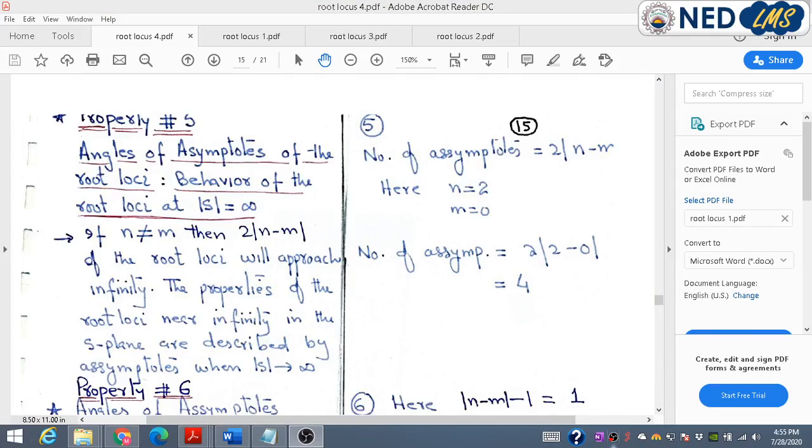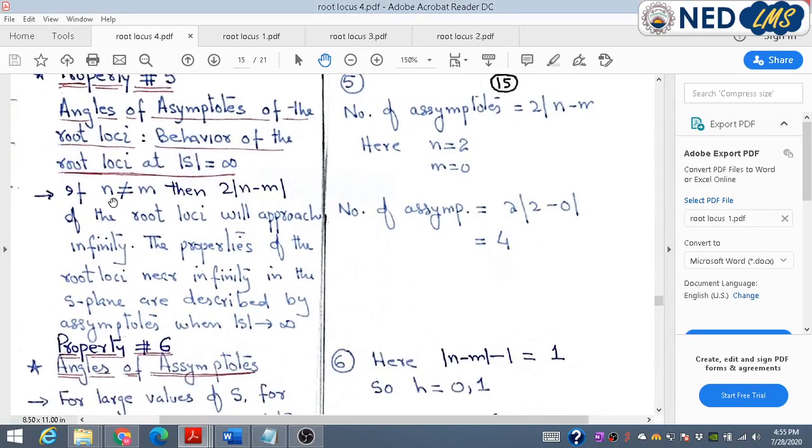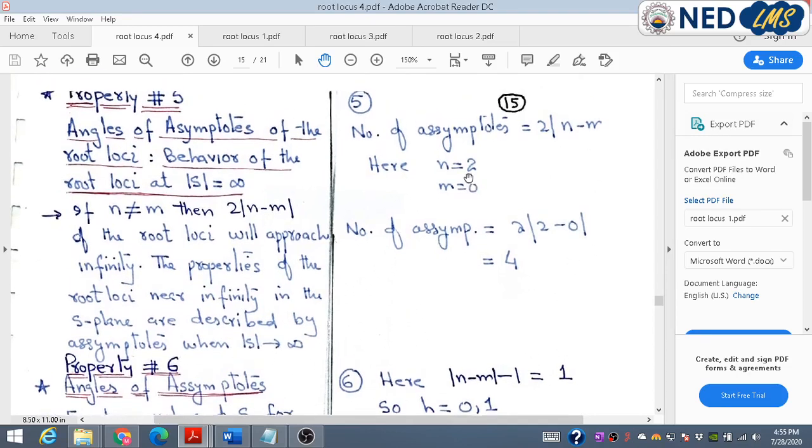Property number 5 discusses the angle of asymptotes of the root loci, the behavior of the root loci as S approaches infinity. If the number of finite poles is not equal to the number of finite zeros, then 2 times n minus m of the root loci will approach infinity. The properties of the root loci near infinity in the S plane are described by the asymptotes when S is approaching infinity. In our case, we have two finite poles and the finite zero is 0. Therefore, the total number of asymptotes for our case is equal to 4.